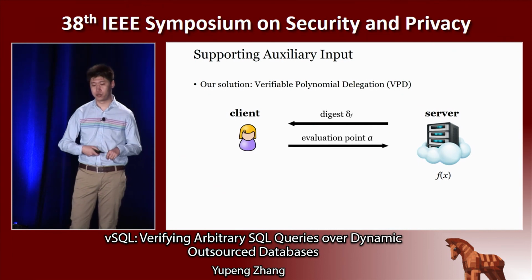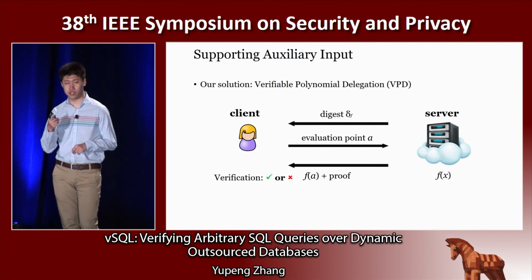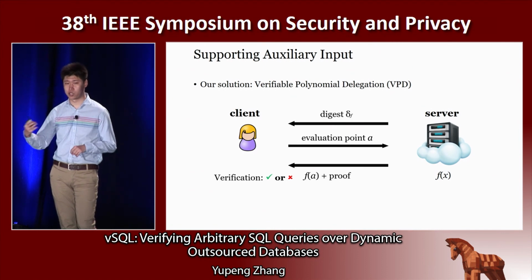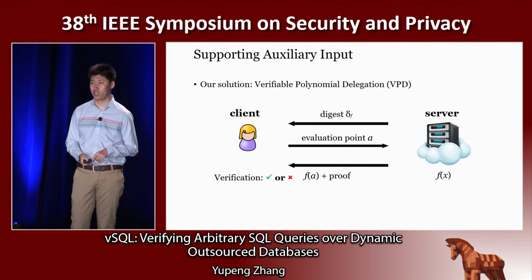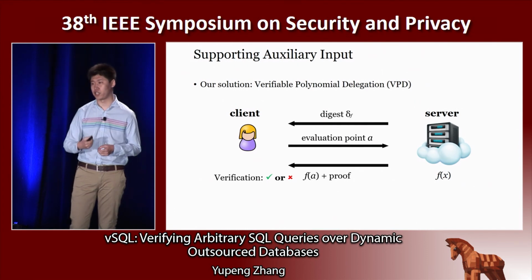Later, the client issues an evaluation query, and the server returns f of a plus a proof. And the client can check that this is indeed the correct f of a for that polynomial the server committed to in the first place. With this, the server can commit to the inputs to the circuit without sending them back. It only needs to send a constant-size digest.